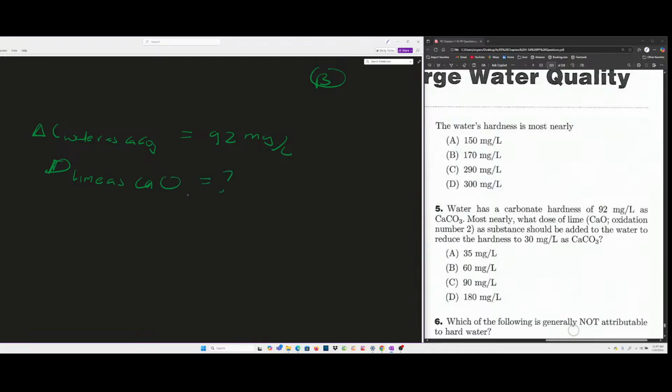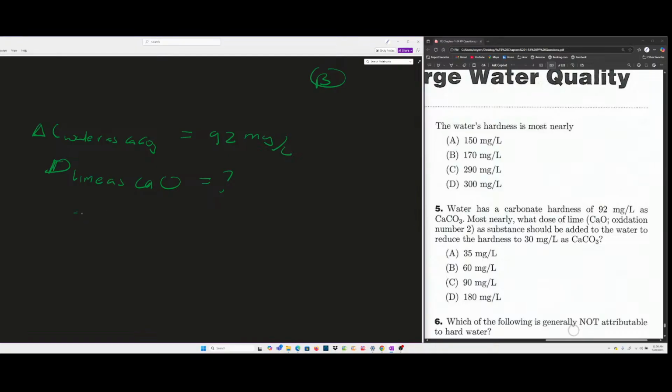We're looking for this. A substance should be added in water to reduce the hardness by 30 milligrams per liter. So here the concentration changed by 30 milligrams per liter.